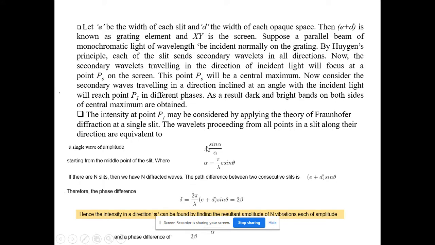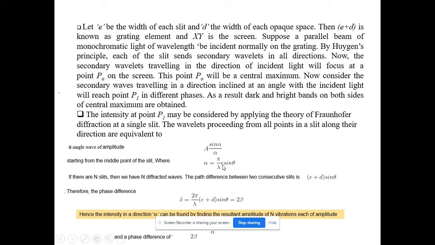The amplitude of any one wave will be A sine alpha by alpha, the formula which we derived in the day before yesterday's class. For the middle point of the slit, alpha we can write as pi by lambda into e sine theta. But here, since there are N slits and we have N diffracted waves, the path difference between any two consecutive slits will be e plus d sine theta. Initially it was e sine theta for the case of a single slit. Now it will be e plus d sine theta.